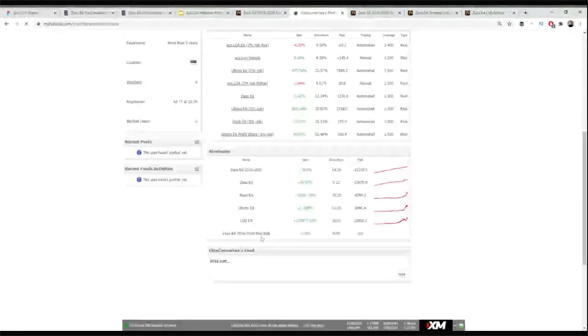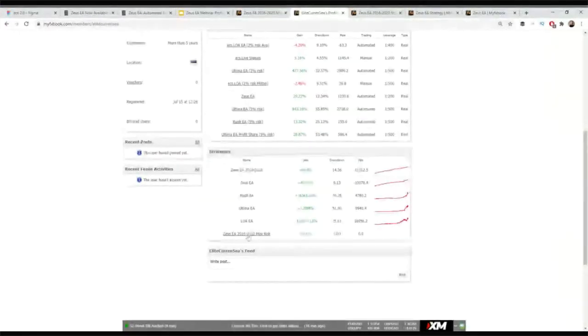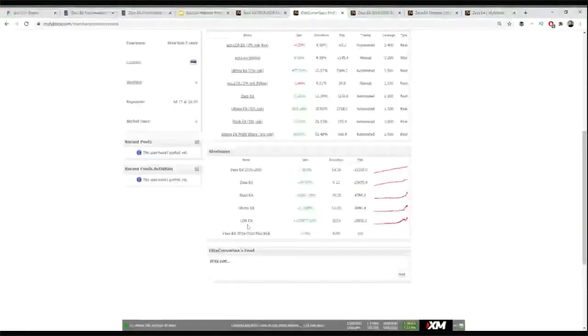But there's really little difference. The only difference is the initial deposit is different. This is with 10K and this is 2.5K. But we still wanted to add that so that traders can see that in reality as well.